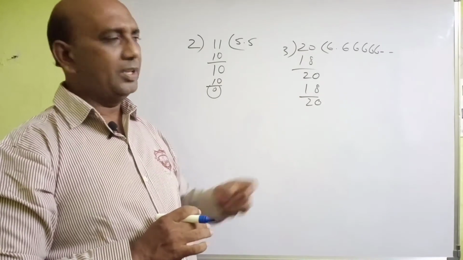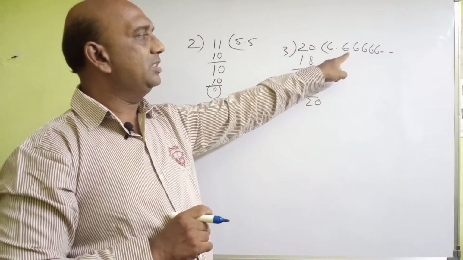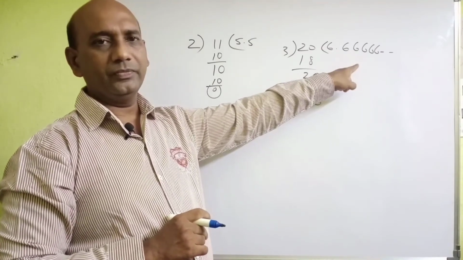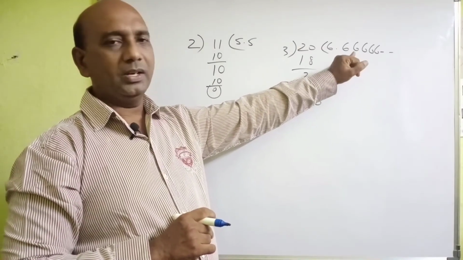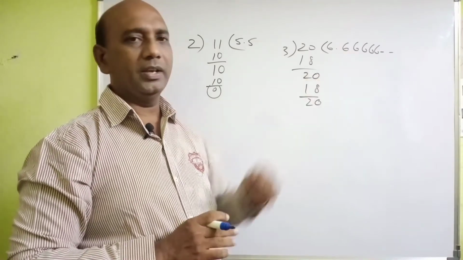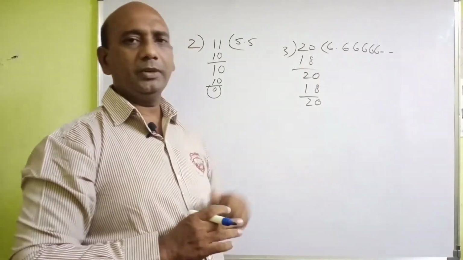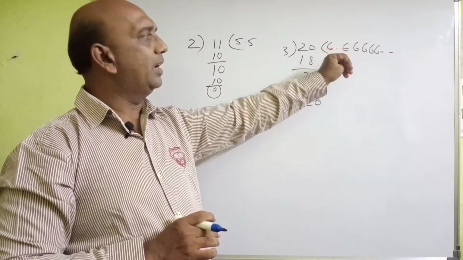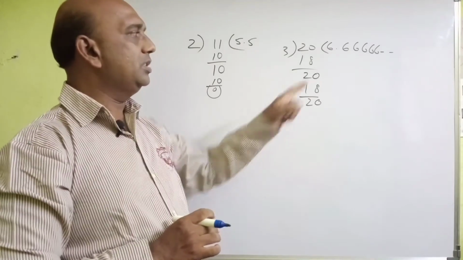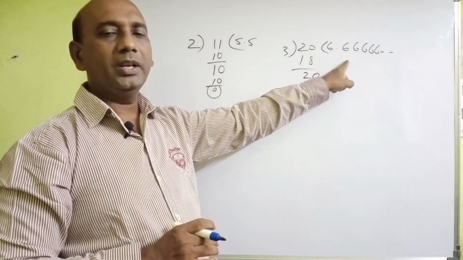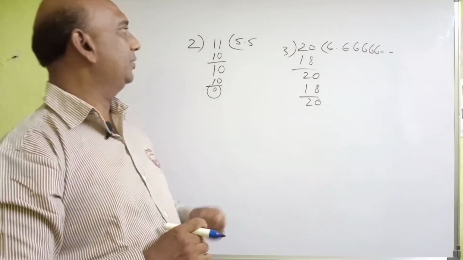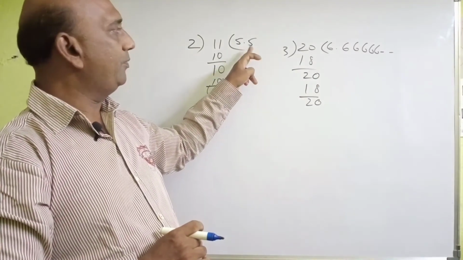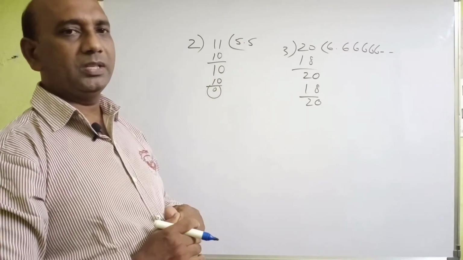At the same time, in the quotient 6 is repeating. Repeating means recurring. We call that repeating as recurring. So 6 is recurring here. This is a non-terminating decimal, and at the same time recurring. So this is called a non-terminating recurring decimal. And 5.5 is a terminating decimal.